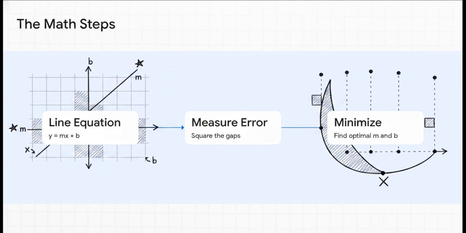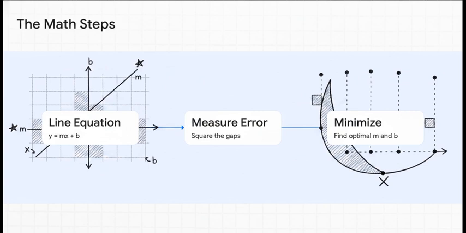m is the slope. That tells you how steep the line is, like how many extra points you gain on an exam for every single extra hour you study. And b is the intercept. That's your starting point on the y-axis, kind of like your base exam score if you studied for absolutely 0 hours. Step 2 is measuring the error, using those squared gaps we just talked about.